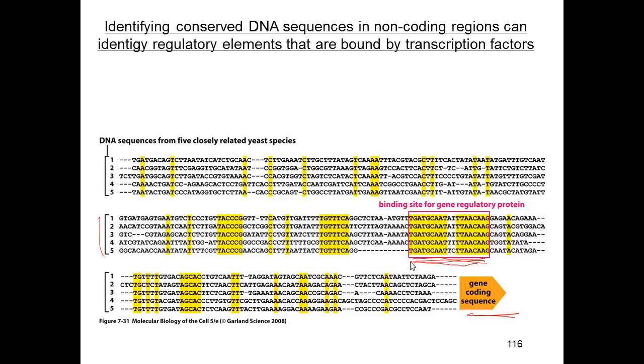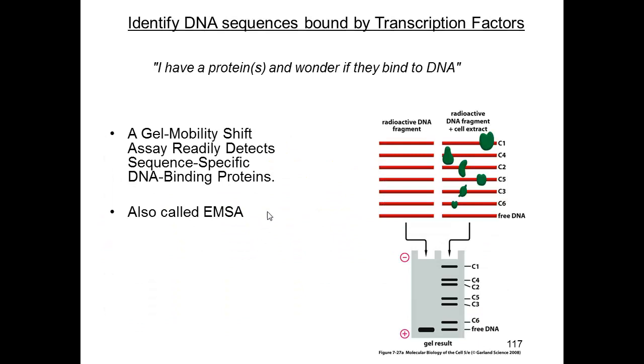This identification of conserved sequences is obviously done computationally after a lot of DNA sequencing has been done. If you are studying a protein and you don't know its function and you wonder if it binds DNA, one thing that can be done is you can take genomic DNA from the organism of interest. You can run it on a gel. You can see it can be randomly fragmented, so that can all run rather quickly.